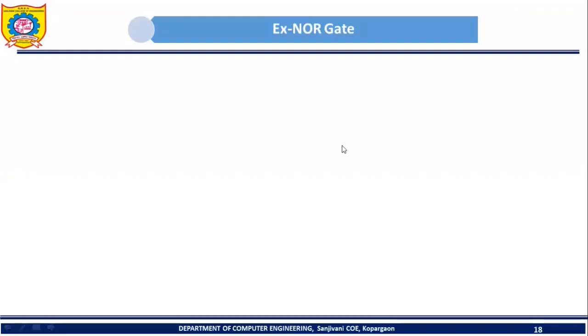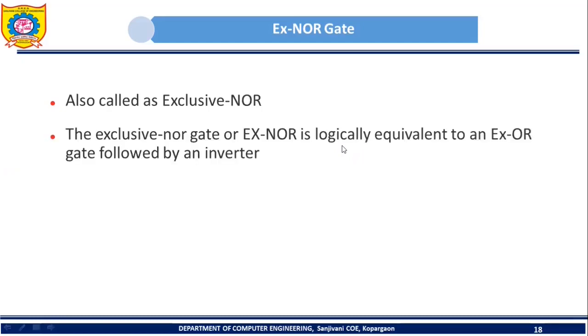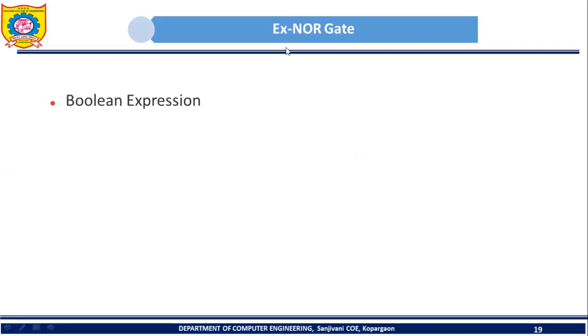Next type of gate is XNOR gate. It is also called exclusive NOR. This XNOR gate is logically equivalent to XOR gate followed by inverter. In other words, if we put a NOT gate on the output side of XOR gate, we will get XNOR gate. Then Boolean expression. Boolean expression for XNOR gate is like this: Y is equal to, in bracket, A, then this plus sign inside circle.